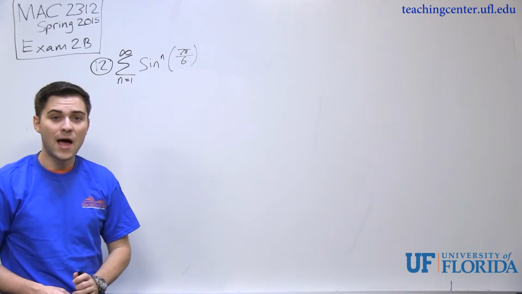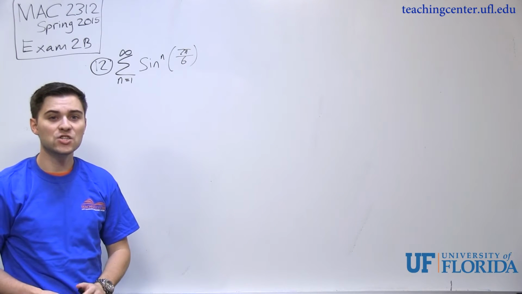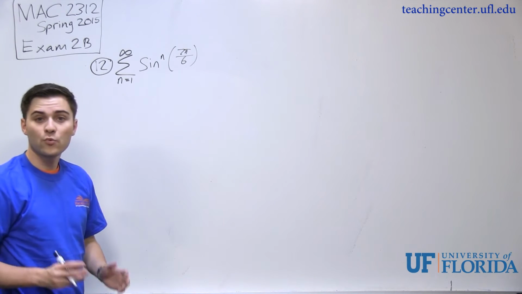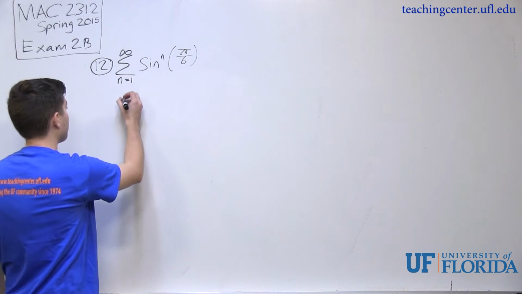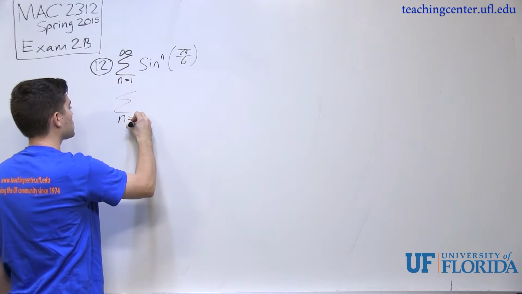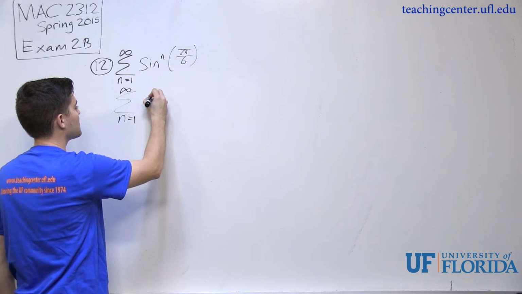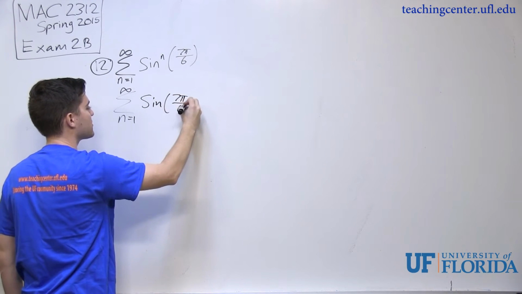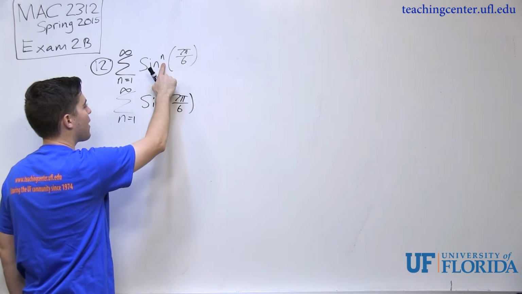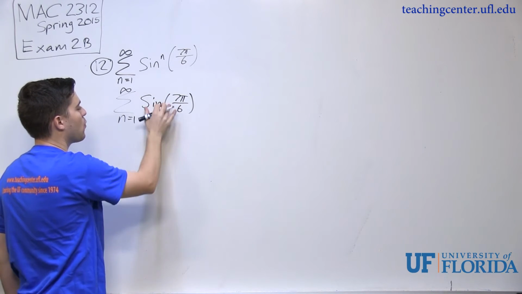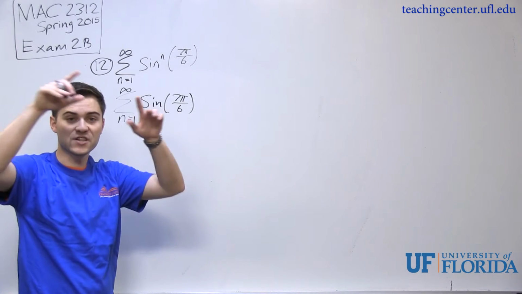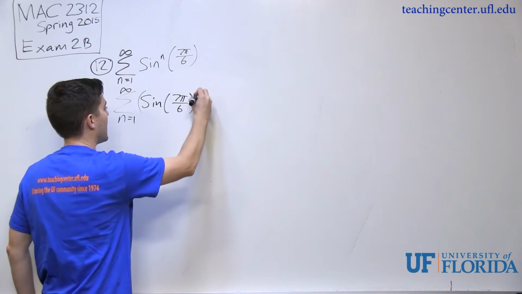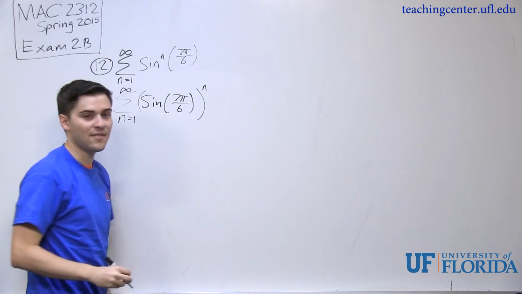Well, I see an n power in there, which tells me that this should be a geometric series. So I'm going to rewrite it in geometric form. So I have the sum from n equals 1 to infinity of sine 7 pi over 6. And this n power, so it says sine to the n, but what that really means is sine of 7 pi over 6 all to the n. So I'm going to go ahead and write it to an n power like that.